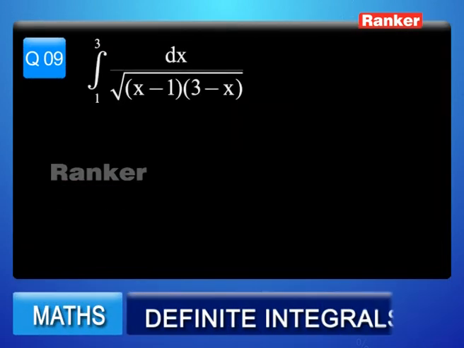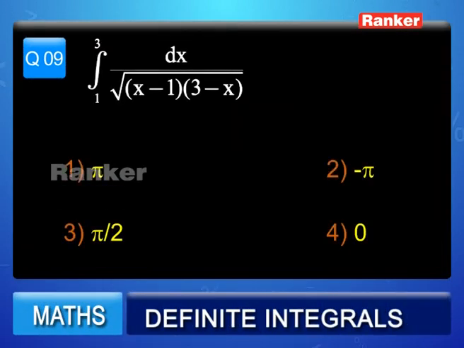Let us move to the next question, question number 9. Integral 1 to 3 dx upon root over x minus 1 into 3 minus x. Options are first option pi, second option minus pi, third option pi by 2, fourth option 0.